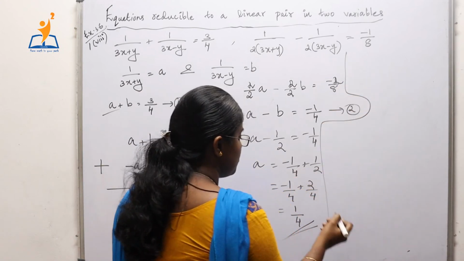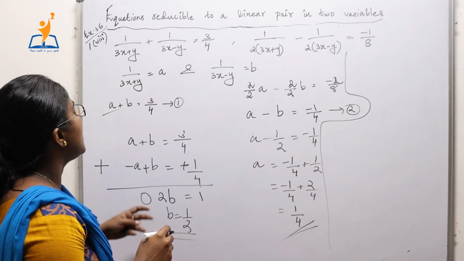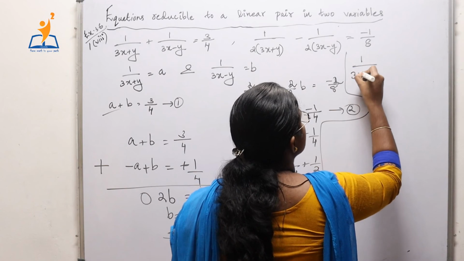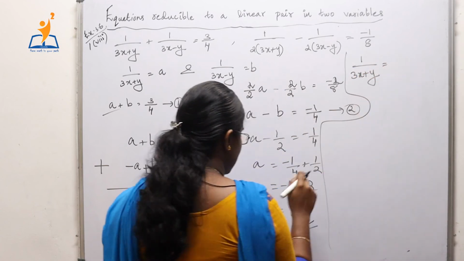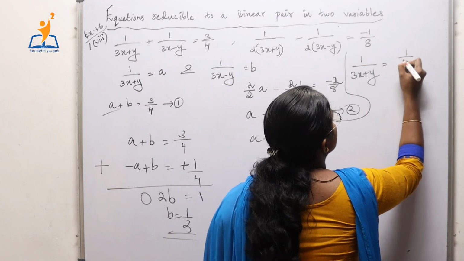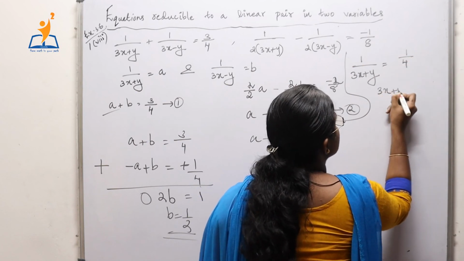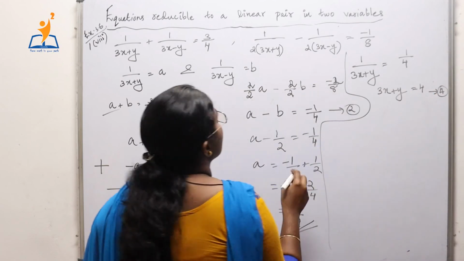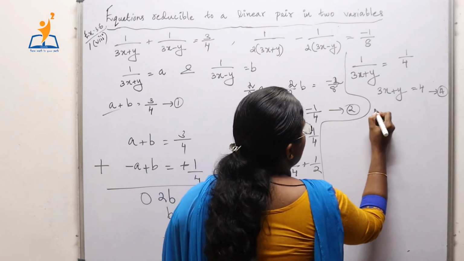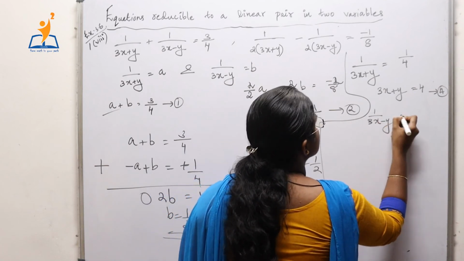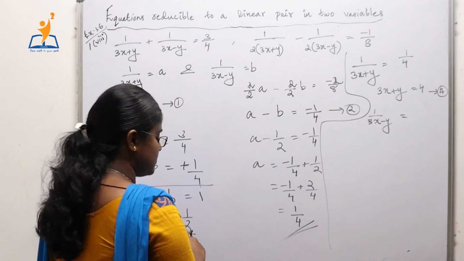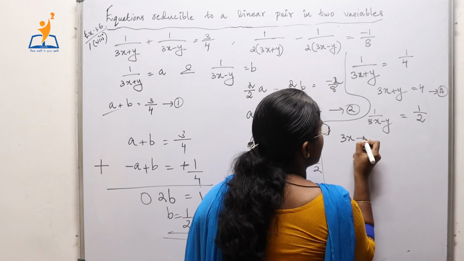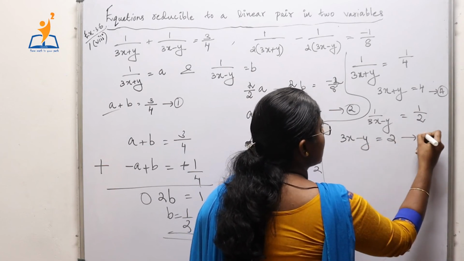Now we are going to find the value of x and y. We have 1/(3x+y) = a, and our a is 1/4. So we got 3x + y = 4. Consider this as equation number a. Now we have 1/(3x−y) = b. What is our b? It is 1/2. So cross multiplying, we have 3x − y = 2. Let this be our equation number b.